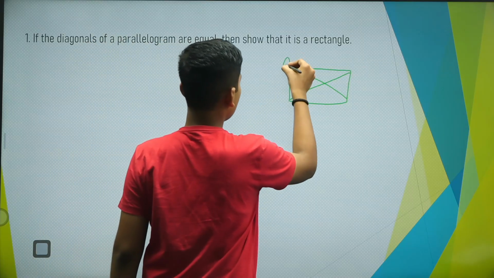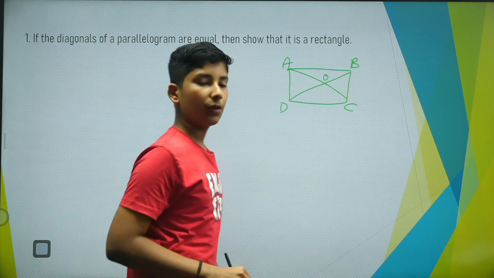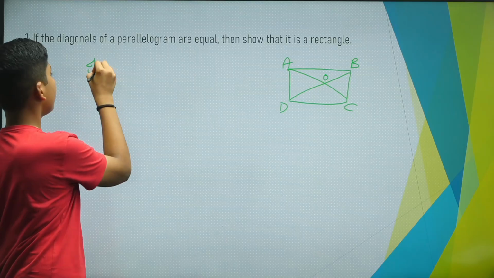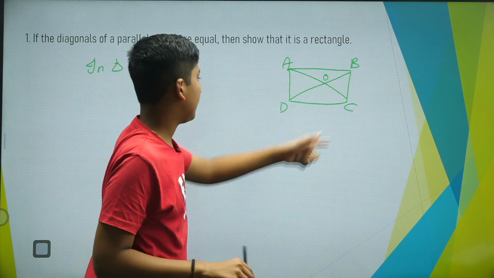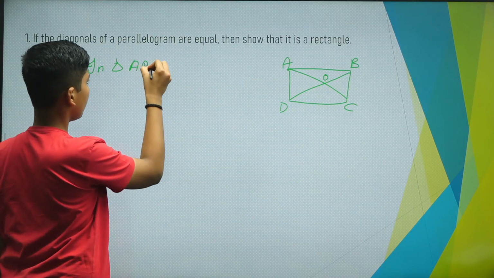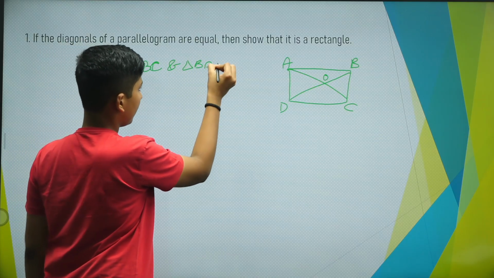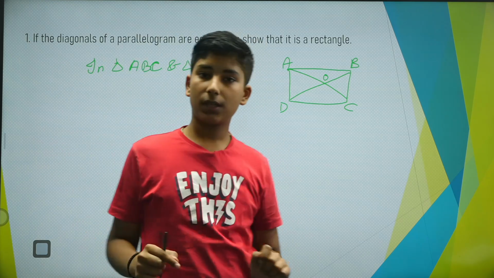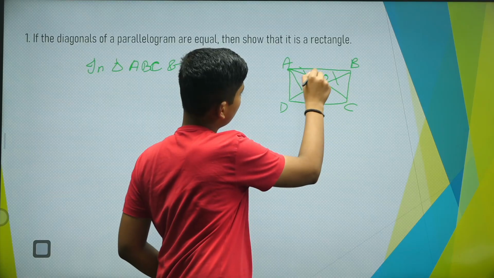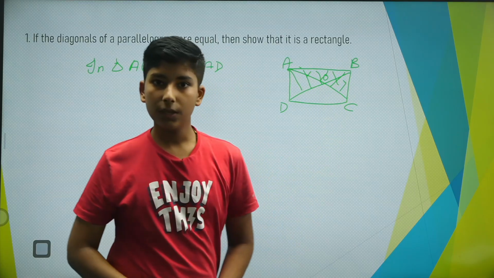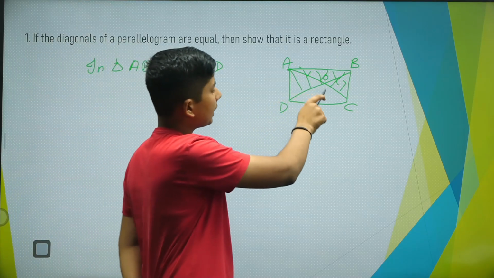So let's take A, B, C, D and O. In triangle ABC and triangle BAD. I want to tell you that in most of the questions, these two triangles are the ones going to be used. So be prepared.